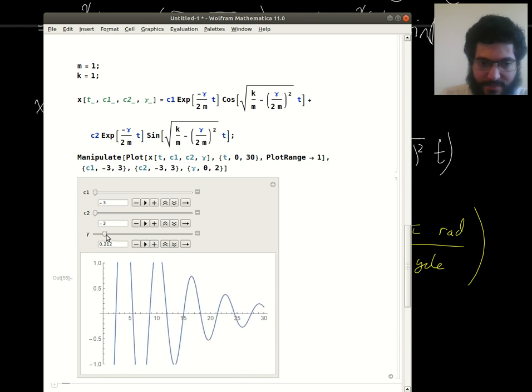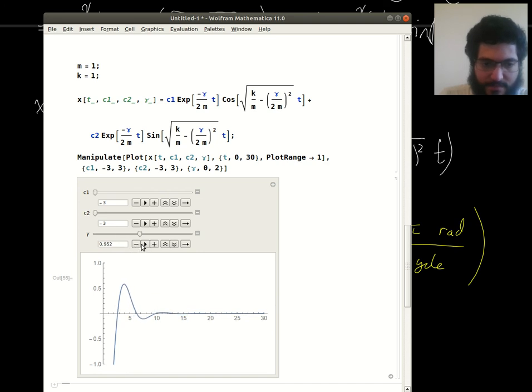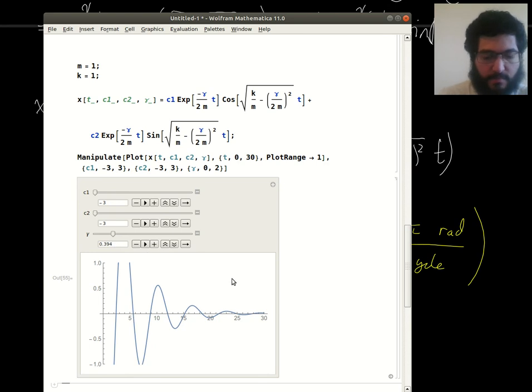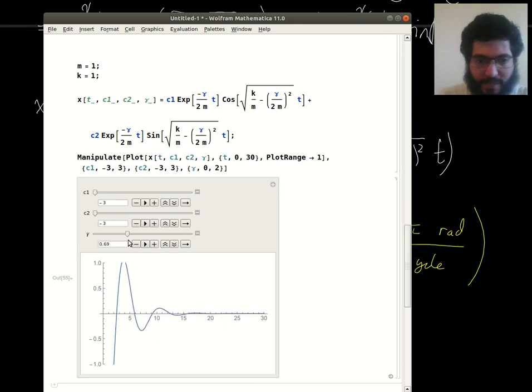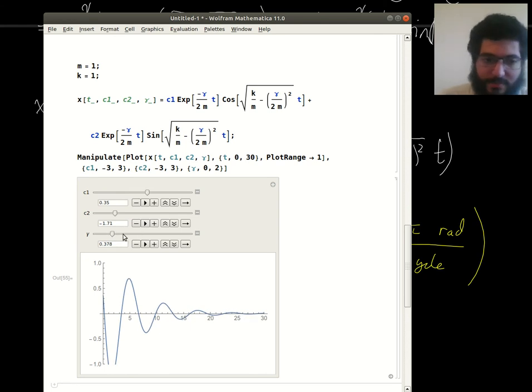If I decrease gamma, it's actually quite subtle, right? The changes in amplitude are much more pronounced. Yeah, it's really a subtle effect. So I think the changes in amplitude are looking unnaturally pronounced, partly because I'm arbitrarily choosing to fix C1 and C2 while I change gamma, rather than fixing, say, initial position and initial velocity while I change gamma.